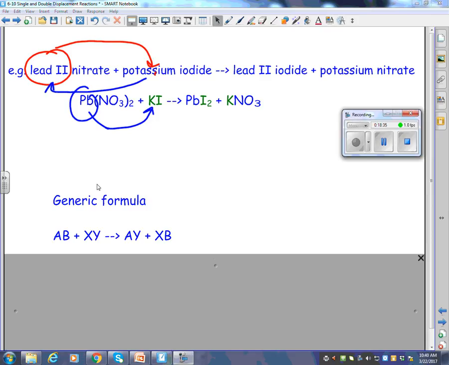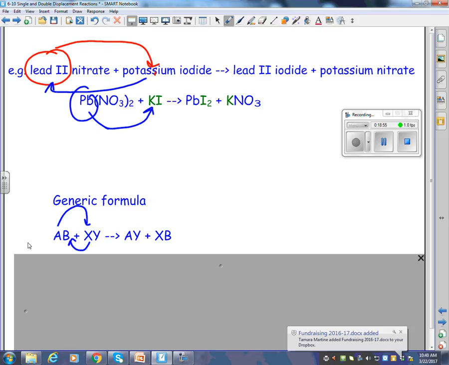Generically, you've got a compound like AB plus XY. So this is compound 1, this is compound 2. What's going to kick out what here? A kicks out X. X needs somewhere to go, so it jumps in with B, and you get AY plus XB. Does it matter what order these are in here? Like, could you go XB plus AY? Does it matter what order you write them in? No, it doesn't matter. You with me, Jesse?